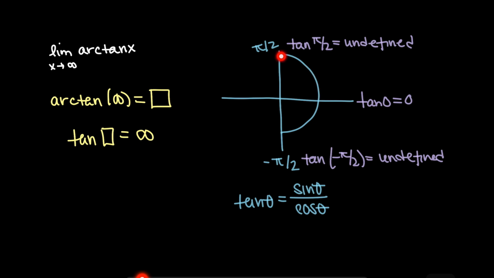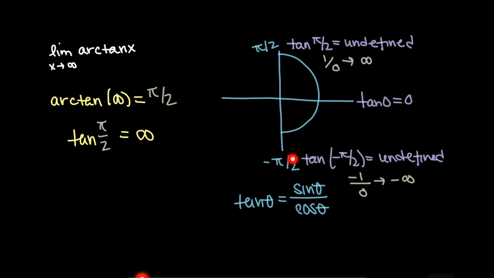But when I get up to that 90-degree angle, or pi over 2, tangent of pi over 2 is actually undefined. And tangent of negative pi over 2 is actually undefined as well. That's because those are places where cosine is equal to 0. And so let's take a closer look at what's happening there. When you have that 90-degree angle, pi over 2, sine is positive 1, and your cosine is 0, finite number divided by 0 is going to go to infinity.